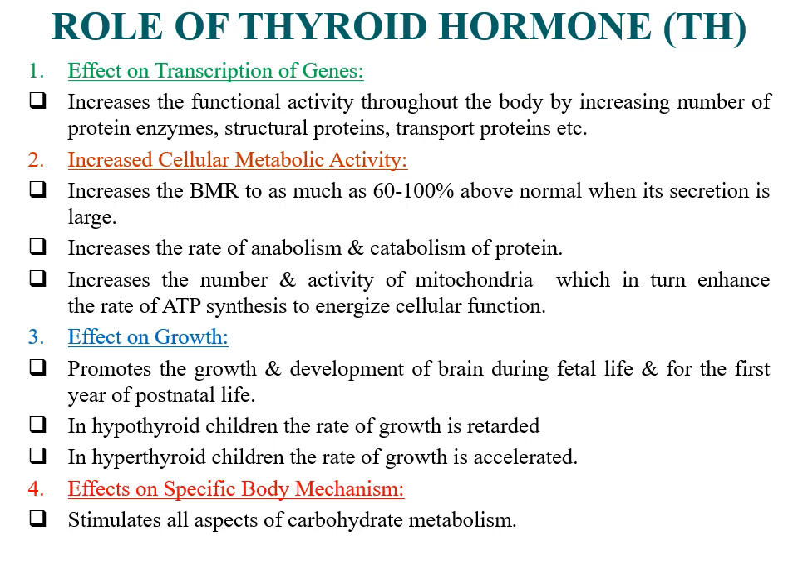Now the third one is effect on growth. During fetal life also, this thyroid hormone plays a great role. It promotes the growth and development of the brain. In hypothyroid children, where the secretion of this thyroid hormone is less, the rate of growth is retarded. But in hyperthyroid children, where the secretion of thyroid hormone is more, the rate of growth is accelerated.